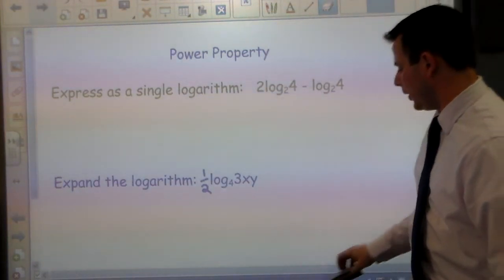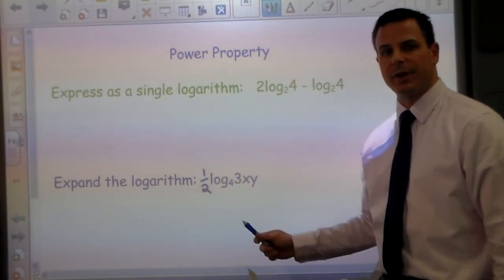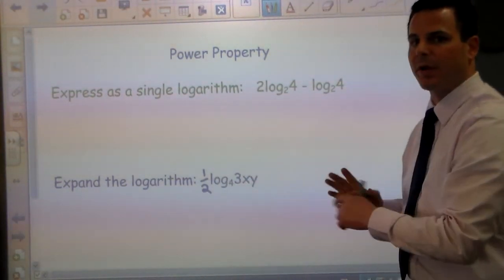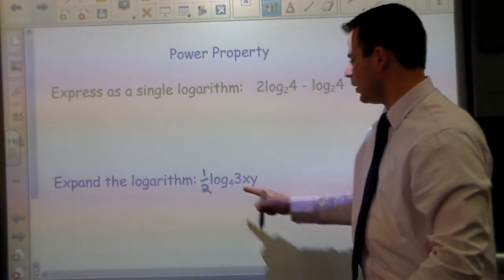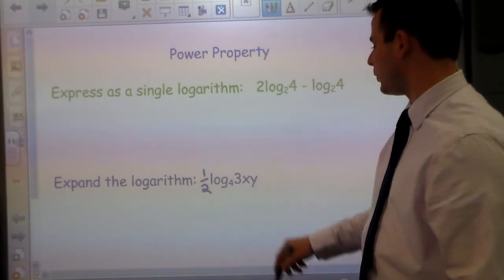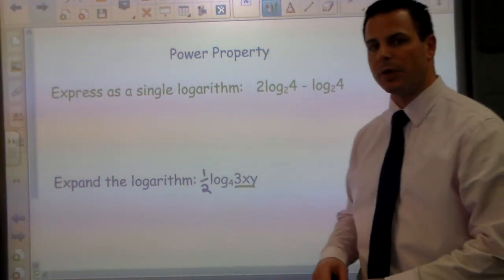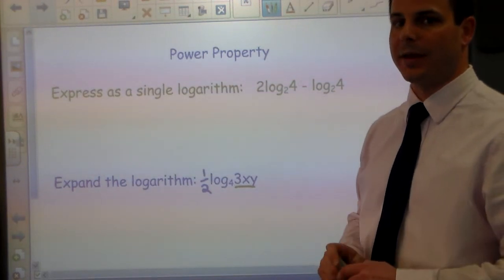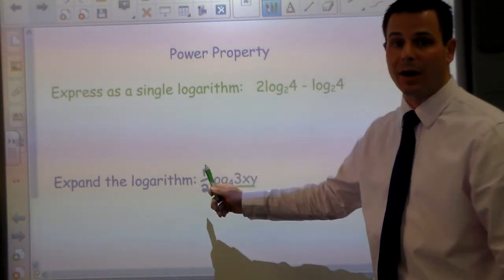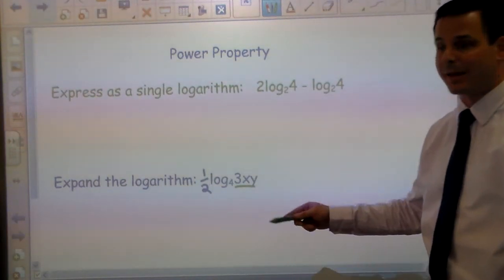The last example here says expand this logarithm. Now, we have a 1/2 in front of here. So we can expand all this and then leave a 1/2 in front. I'm going to do this a couple of ways as well. So we have a product here, 3 times x times y. Since we're multiplying and we're using exponents, that means we're going to add the exponents. In this case, we're going to add the logs. We have 3 things being multiplied together, so we're going to have 3 things being added.